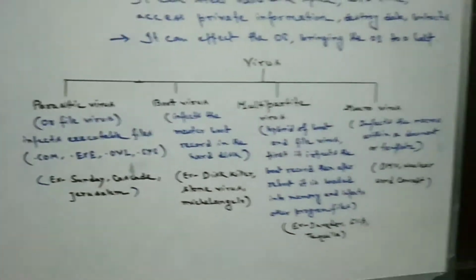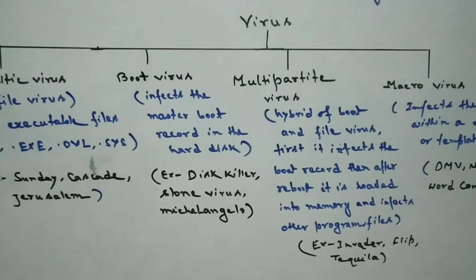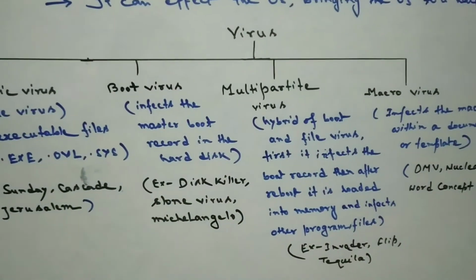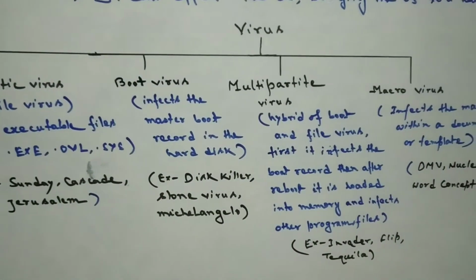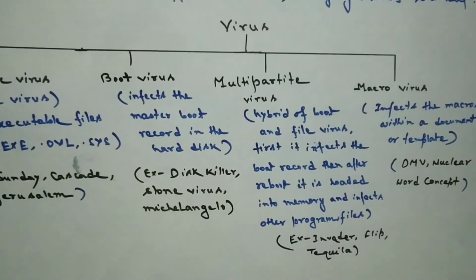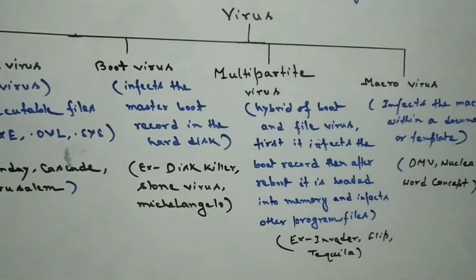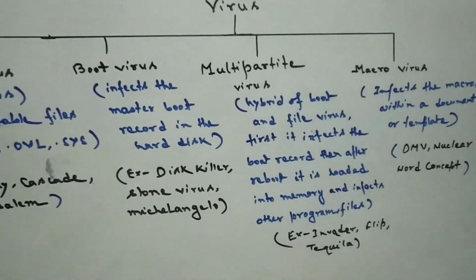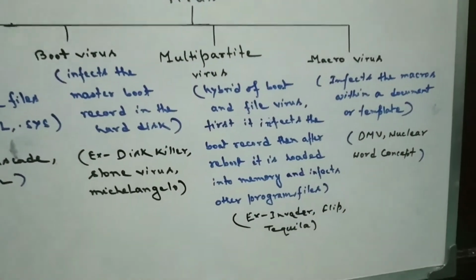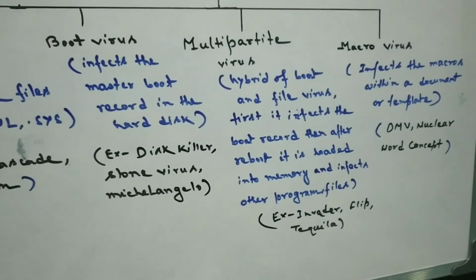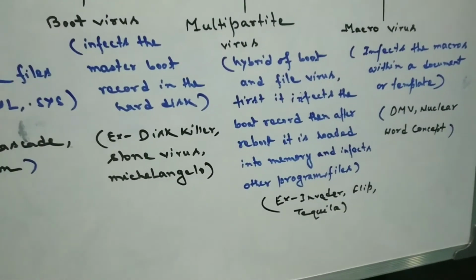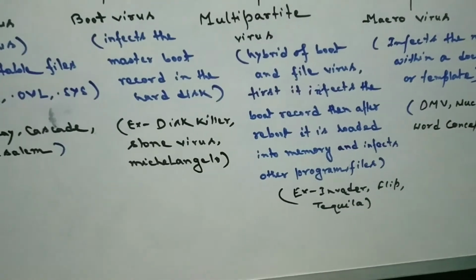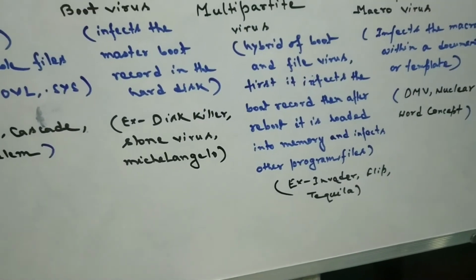Now another type of virus is the boot virus. This kind of virus infects the master boot record in the hard disk. Master boot record means the records stored in the boot sector. Boot sector means the sector which loads the operating system. That means it is related to the operating system. This type of virus infects the boot records and also damages the files of the operating system. Examples of this kind of virus are Disk Killer, Stone virus, Michelangelo.